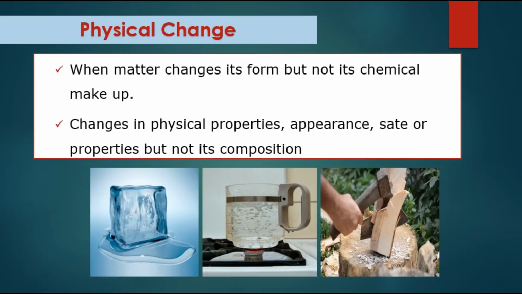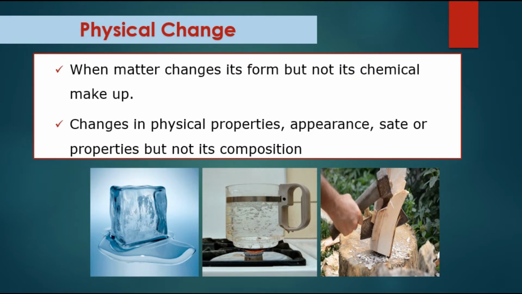Physical change is when matter changes its form but not its chemical makeup. Changes in physical properties, appearance, state, or properties but not its composition. Ibig sabihin, class, ng physical change, ang nabago sa kanya ay physical na appearance. Yung mga physical properties na napag-aralan natin last time, like the color, odor, texture, shape. Okay, so those physical properties na ay nagbabago depende sa ating materials or dumadaan sa pagbabago ang ating materials. So physical na appearance, state, or properties but not its composition. Hindi nababago kung ano man yung chemical component or chemical makeup ng isang matter or material.